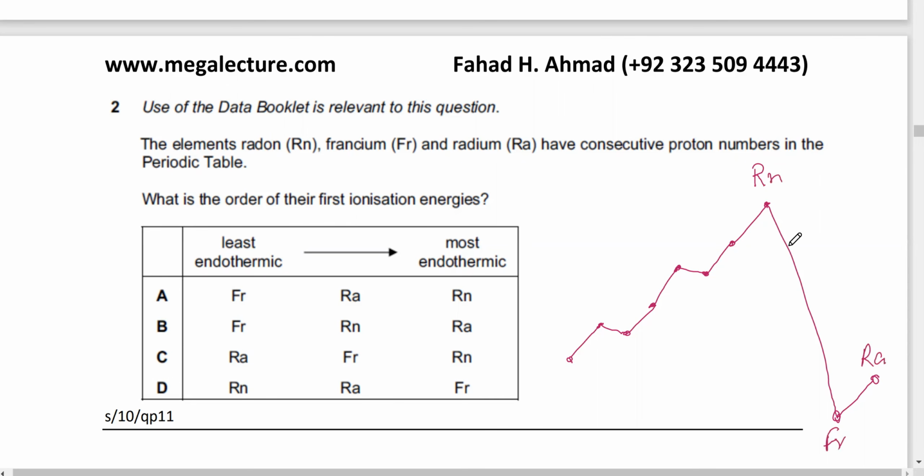So this is how the ionization energies would be plotted. Okay, you're at the end of one period and then you start the next period. Across the period, okay, you're moving consecutive proton numbers. So उससे क्या है कि least endothermic, that's going to be francium. Francium would be the first one. And the most endothermic, that would be radon. So it's going to be option A. Okay, is this clear? Is this clear, Bazga, Minahil? Yes.